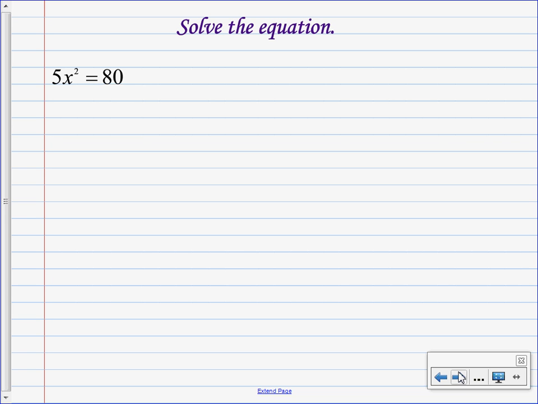So I need to get the x by itself. Just like if I was solving for x by itself, I need to get the x squared by itself. So what do I need to do? Divide by 5. And x squared equals what? How many nickels and 80 cents?